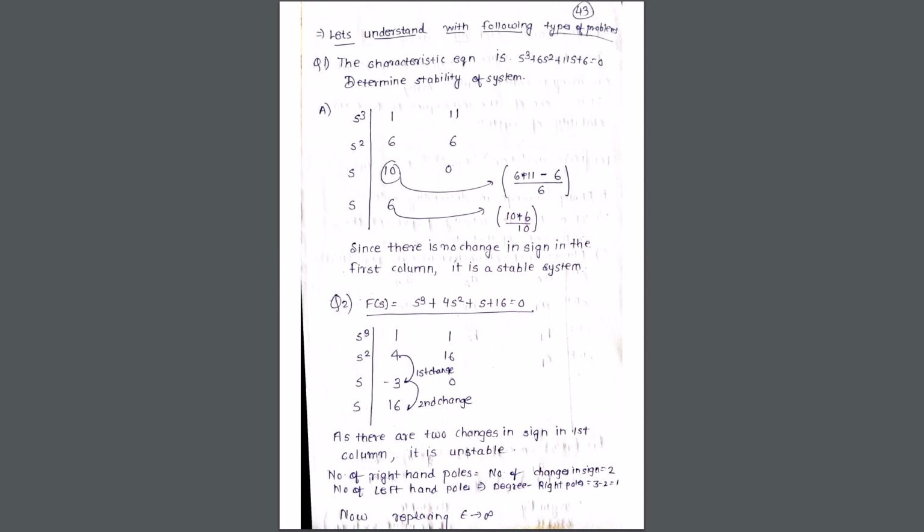Since there is no change in the sign in the first column, it is either all positive or all negative. So we can say it's a stable system. If there is a mixture of positive and negative, then it is an unstable system. I hope I'm very clear with this.